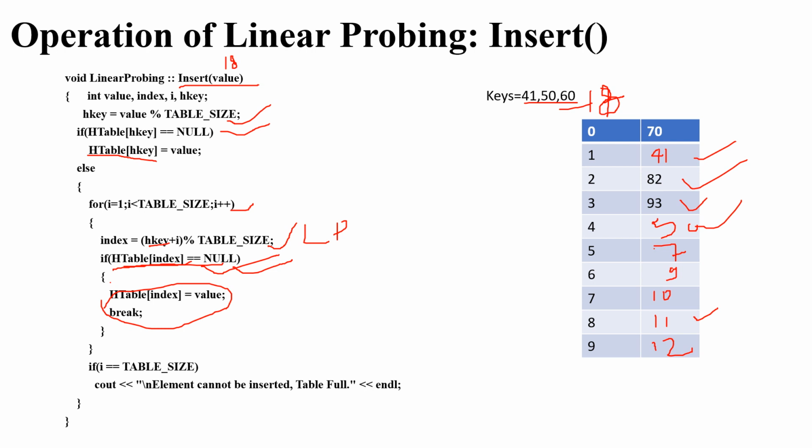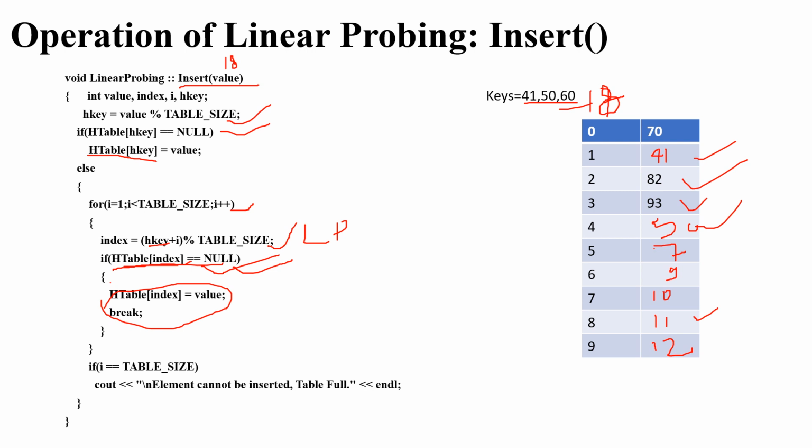Now check I equal to 1 and I less than table size. Yes, the condition is true. Then come here. Now h of k value is what? 8. 8 plus I, which is 1, is 9. 9 modulus table size. Table size is what? 10. So 9 modulus table size becomes 9.